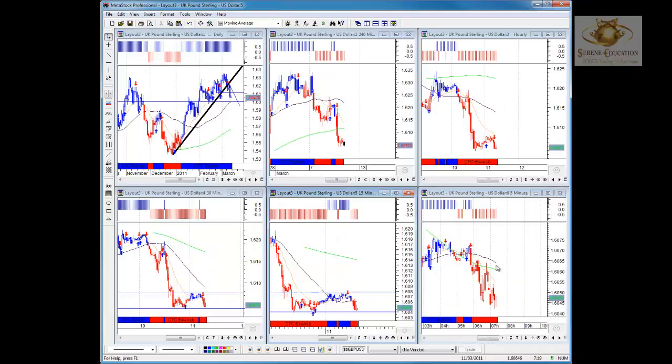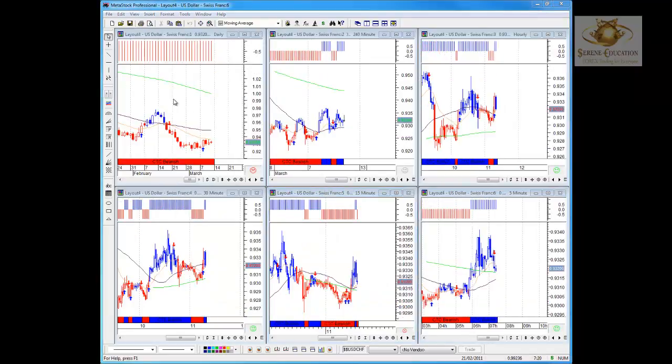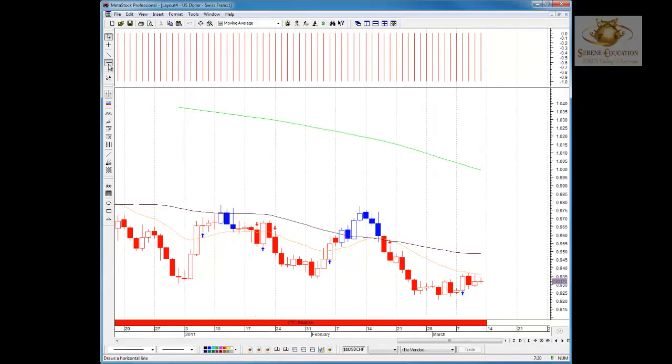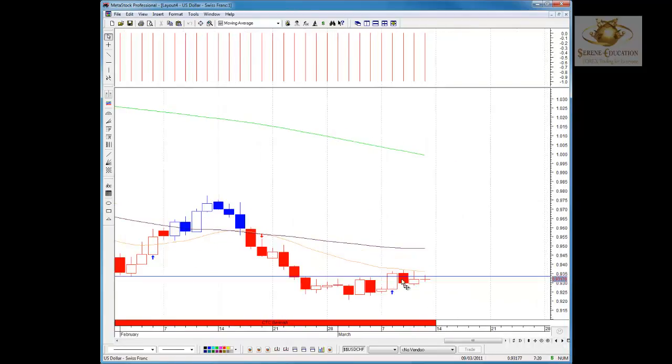Failed to do so, look for further downside movement. Okay, the next up is the Swissy. We know we're trading below a very strong support area, 0.93500. What you're seeing is price trying desperately to hang on to the underside of that breakout.